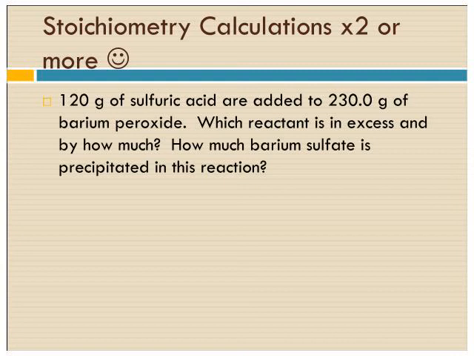Okay, so here, when you have a limiting reactant problem, it's just stoichiometry times 2 or more, depending on what questions we ask. So in this problem, you see that we have 20 grams of sulfuric acid added to 230 grams of barium peroxide. So the first step we have to do is write the balanced chemical equation.